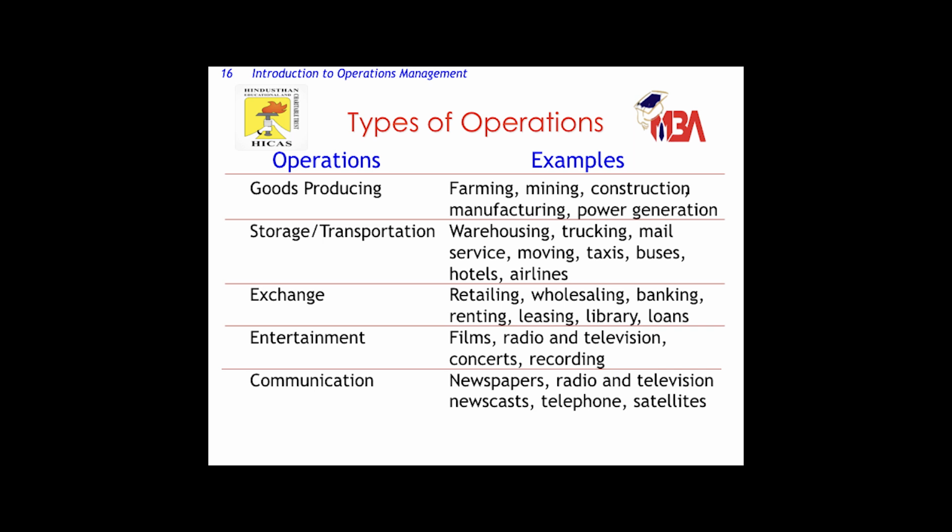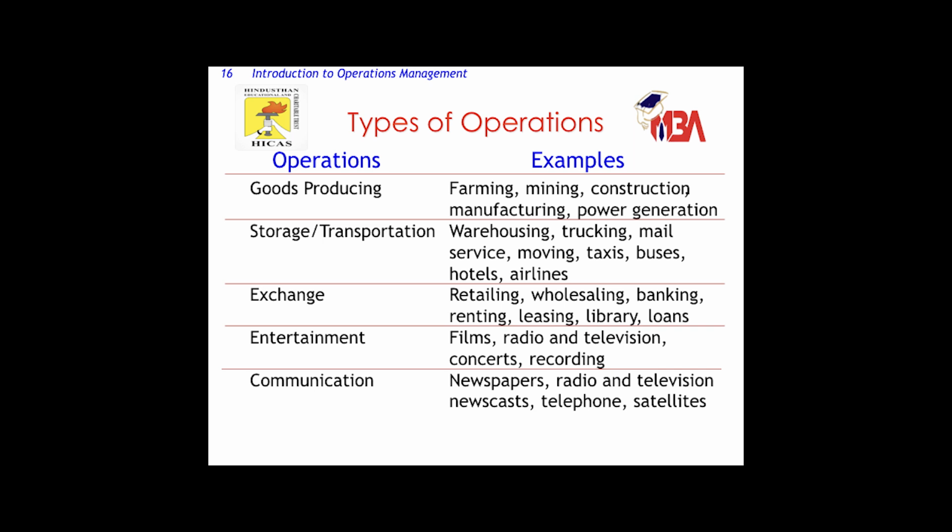Coming to the next one, communication operation. The examples are newspapers, radio, television, newscast, telephones, satellite. Today, social media is an example for communication. So different types of operations are there, and different examples are listed. All activities which are carried out to provide that operation come under the functions of operations management.